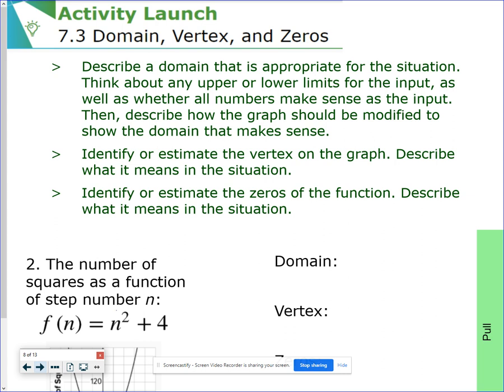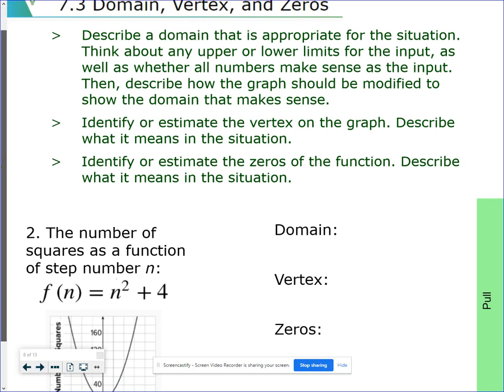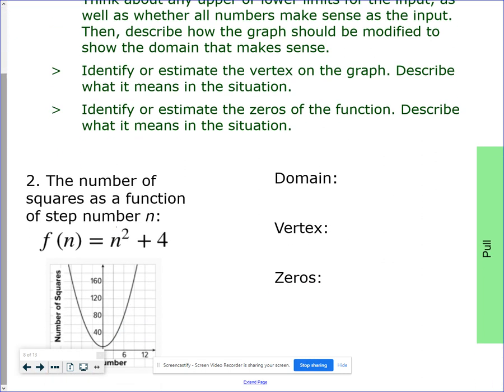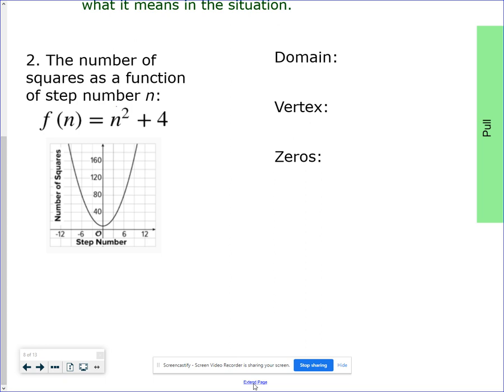All right, same exact information here, a new graph, a new situation. So this is talking about the number of squares in a step function. We've looked at so many step functions, and our function is saying n squared, the step squared, plus 4. And again, remember that when I have this f of n, that's just really saying what the y value is equal to, right? The domain for this, it looks like I could graph kind of anywhere.